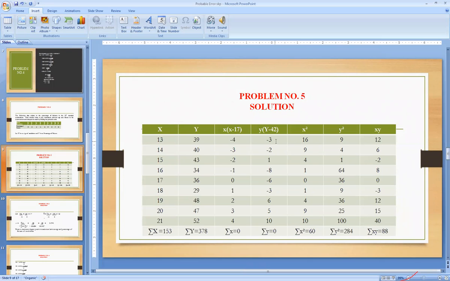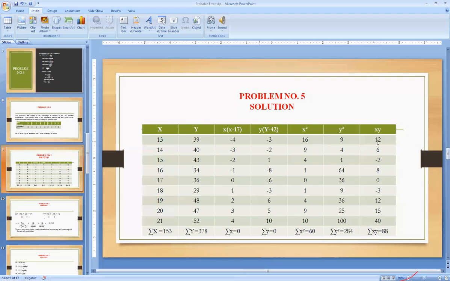So see here, the deviation y values: minus 3 square is 9, minus 2 square is 4, 1 square is 1, 8 square is 64, 6 square is 36. See this column: 3 square is 9, 6 square is 36, 5 square is 25, 10 square is 100. Total all the values of the deviation of y, the y square values, and we get 284. So one more last column has to be calculated to substitute in the formula, that is dx into dy, the deviation of x values with the deviation of y values. The product has to be done here.